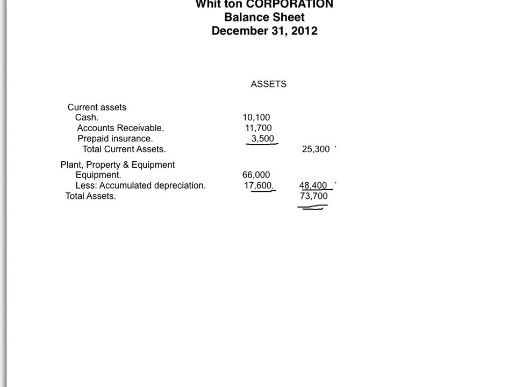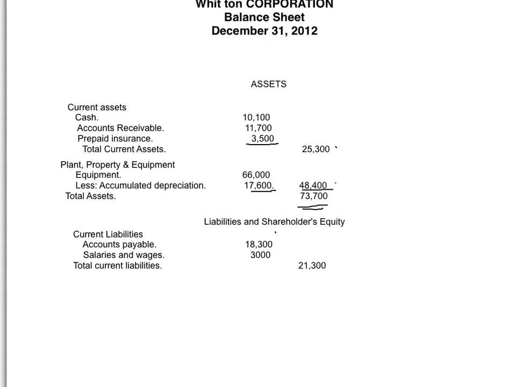We will now look at the liabilities and the shareholders' equity section. So the current liabilities, there are two. Accounts payable, $18,300. Salaries and wages, $3,000. So I total those two, and my current liabilities are $21,300. Now, there are no long-term liabilities, so therefore the shareholders' equity section would be completed next.